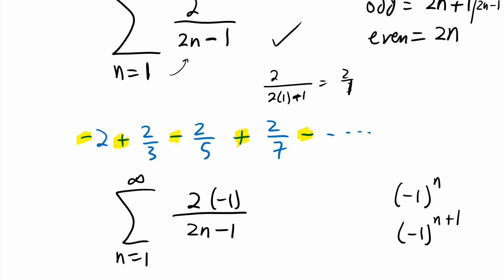If you try -1 to the n, when you substitute the 1 in, let's see what we get. We get 2 times -1 to the first, over 2 times 1 minus 1. That's -2 over 2 minus 1, which is -2 over 1. And that's what the first term is. So it worked out. If it doesn't work out, you replace the -1 to the n with -1 to the n plus 1.